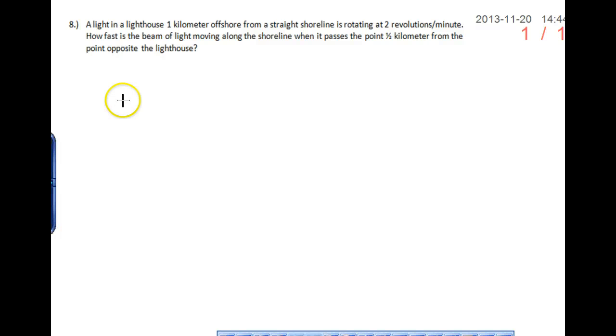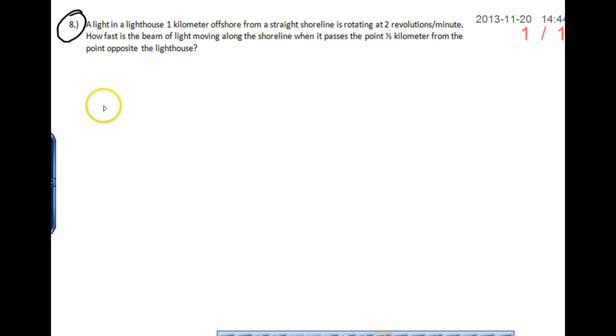The next problem that we'll be going over is problem number 8 from the review. Problem number 8. So please be on problem 8 from the review. Let's read first. It says, a light in a lighthouse 1 kilometer offshore from a straight shoreline is rotating at 2 revolutions per minute. How fast is the beam of light moving along the shoreline when it passes the point 1/2 a kilometer from the point opposite the lighthouse?